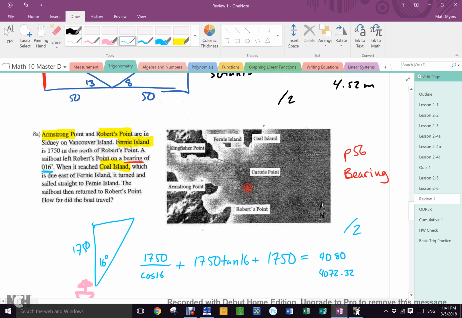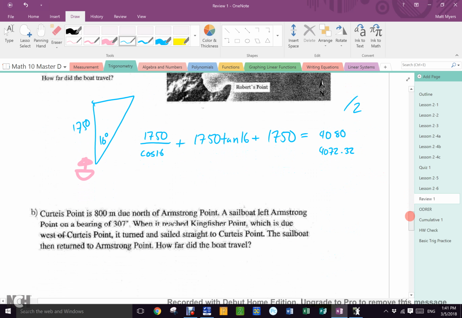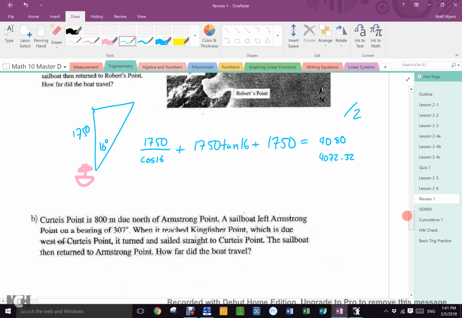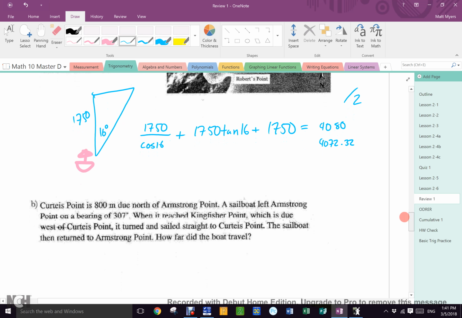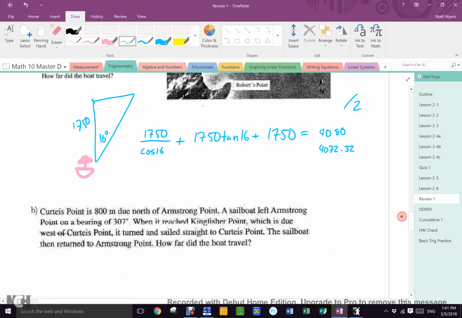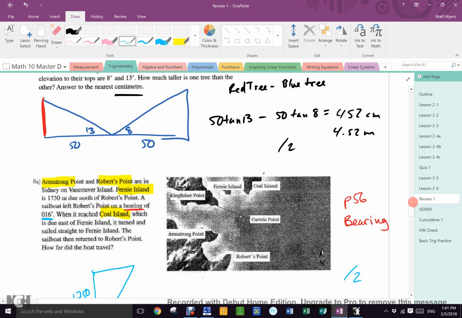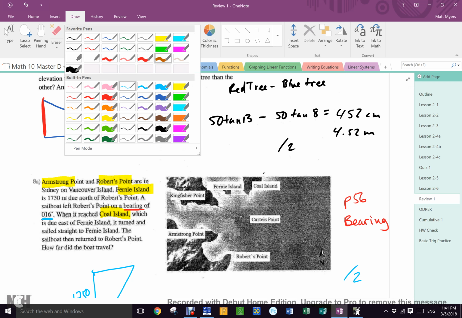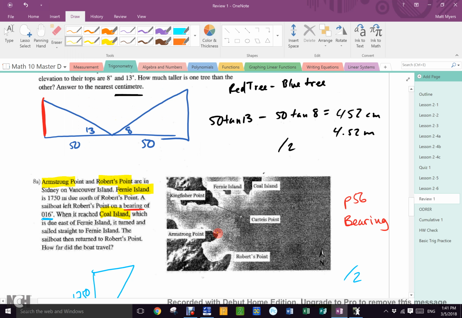Now you're going to do it again with the next one. Except now we're going Armstrong, Kingfisher, and Curtis. So I leave Armstrong and I go up to Kingfisher at a bearing of 307. So here I am at Armstrong, and I head over to Kingfisher as soon as it thaws.